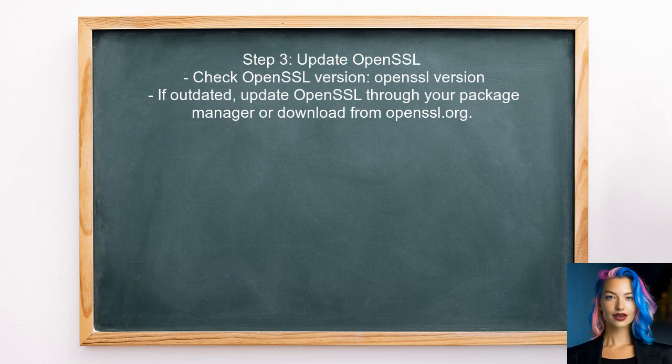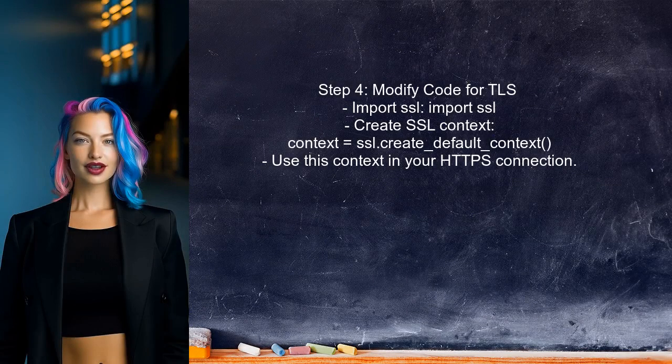After updating Python, the user should also ensure that the OpenSSL library is up to date. This is crucial for establishing secure connections. Finally, the user should modify their code to specify a more secure TLS version. This can be done by creating an SSL context in their Python code.